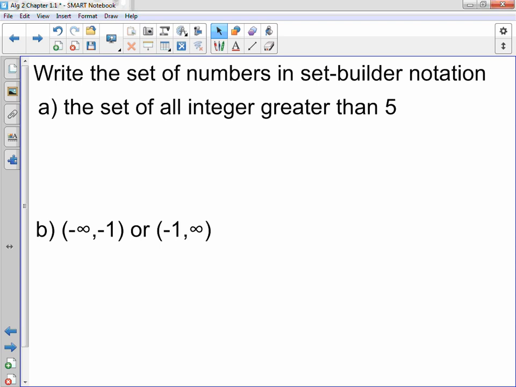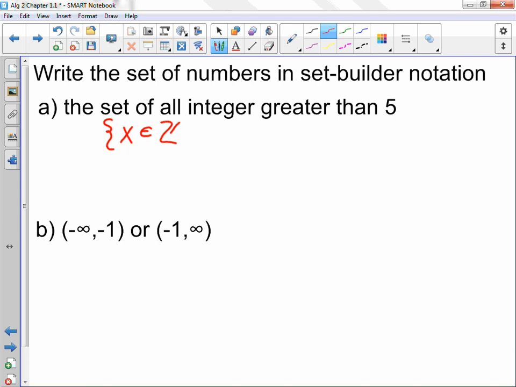This is the last thing we're going to do today, is writing these in set builder. Write the set of all real integers greater than 5. So this is using those parentheses. So we would have what? Parentheses. X is an element of the integers.